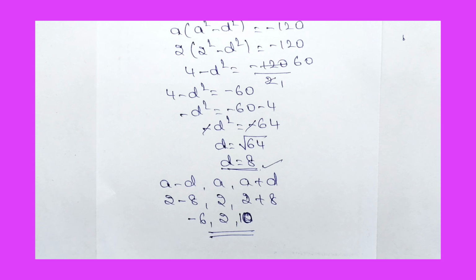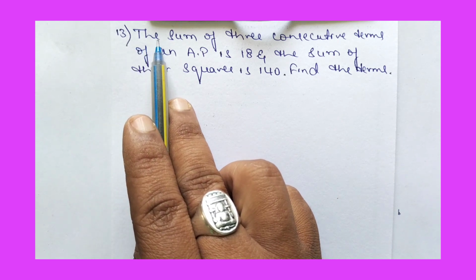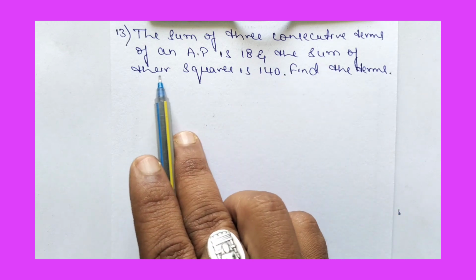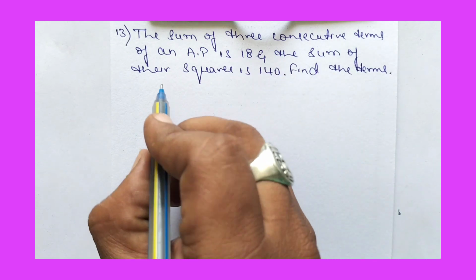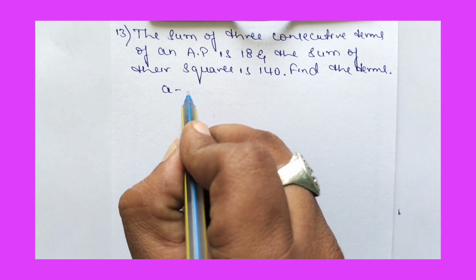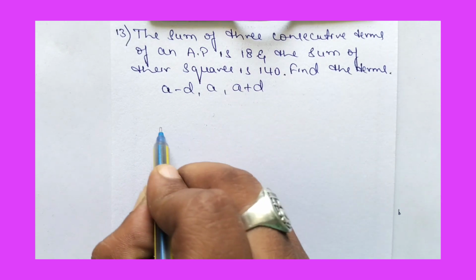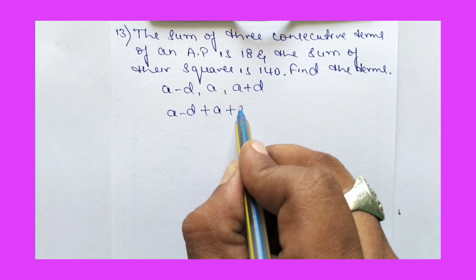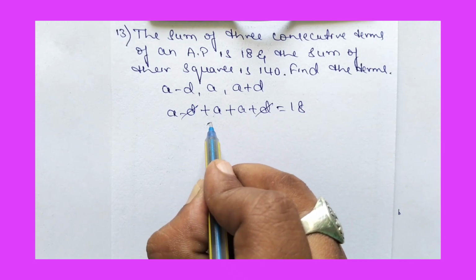So now let us move to question number 13. The 13th question is: the sum of the 3 consecutive terms of an AP is 18 and the sum of their squares is 140. Find the terms. The sum of the 3 consecutive terms. Let the 3 consecutive terms be a minus d comma a comma a plus d. Add them: a minus d plus a plus a plus d is equal to 18. Plus d minus d cancel. How many a?